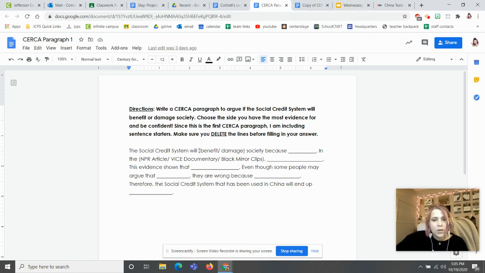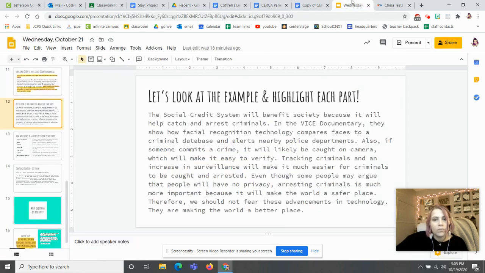I really just want to make sure that you know that you have to delete the spaces and delete the parentheses because some people forget to do that and it looks really bad. So just make sure you do that when you're filling this in. We are going to highlight this together in class.